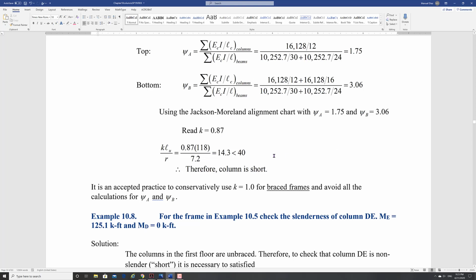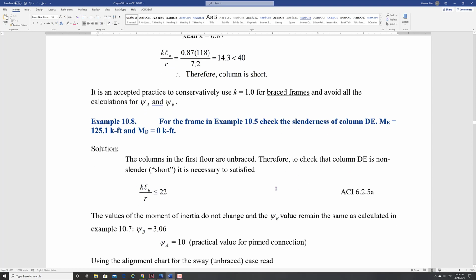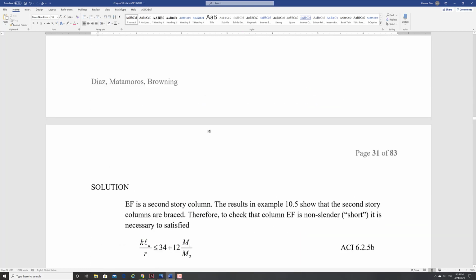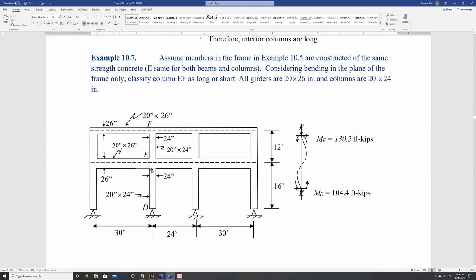Now, here they are going to check column DE, and they're giving us the moments. So the moment at E is 125, and D is your pin connection, so that's a 0, right? So now we're going to go and do DE, okay?